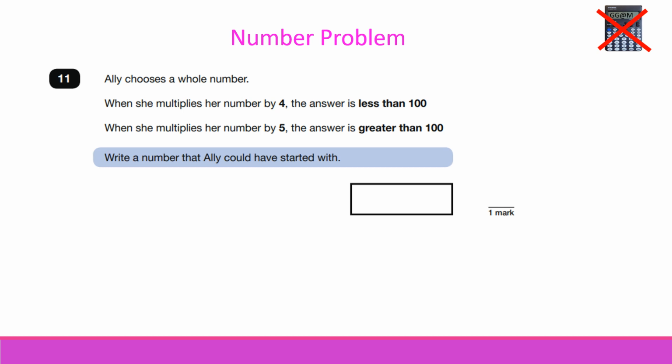This is a number problem. Now this question is fairly wordy, so make sure you read the question really carefully to make sure you get a grip with what you've actually got to do.